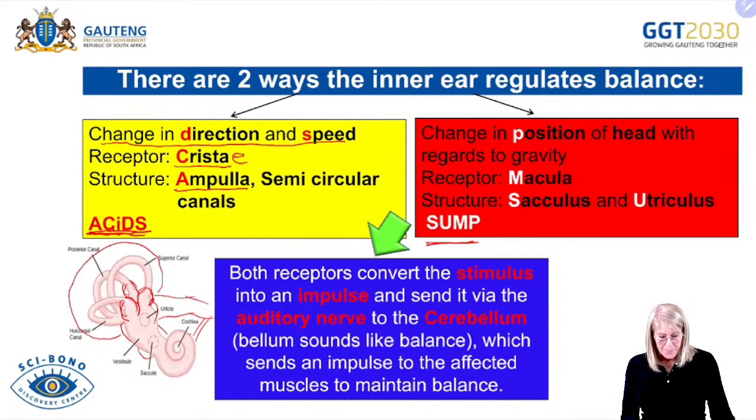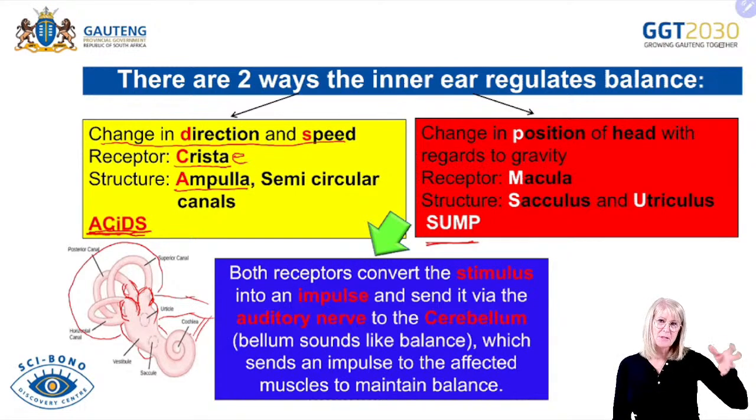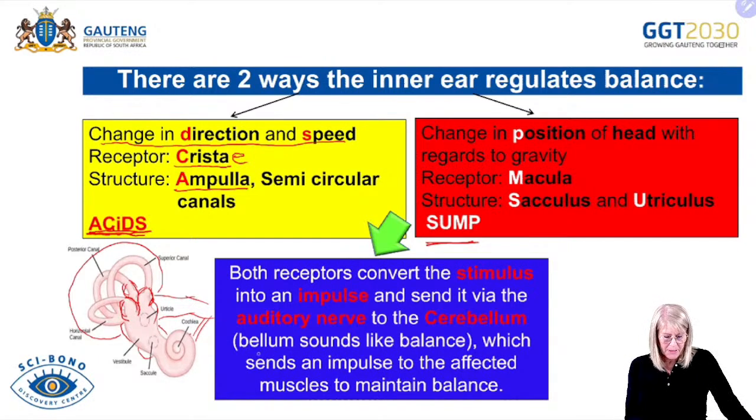So this is why examiners love these questions. They're probably going to ask you where the impulse from your semicircular canals or your utriculus and sacculus would be carried to, which part of the brain? Again, you need to be specific. And here again, we've tried to help you remember: we say bellum for cerebellum, sounds like balance. So remember that your balance impulses are going to go to your cerebellum.